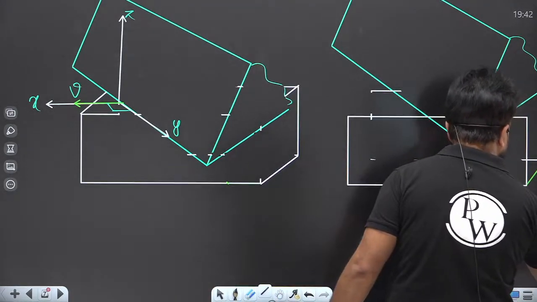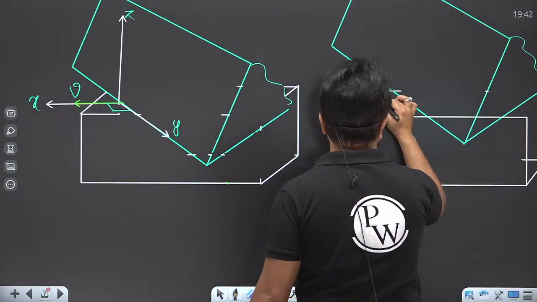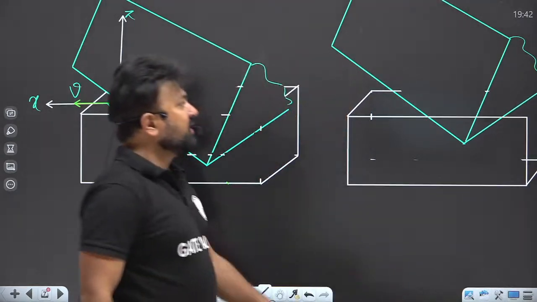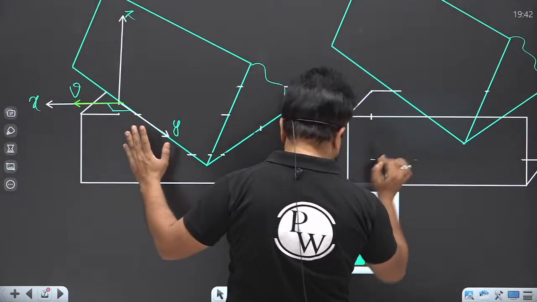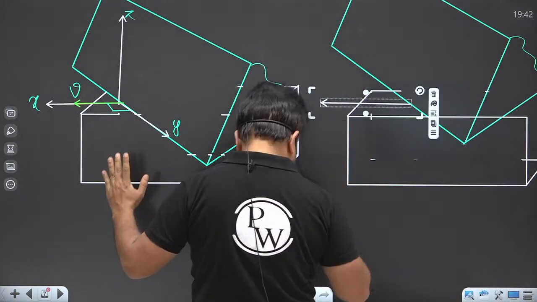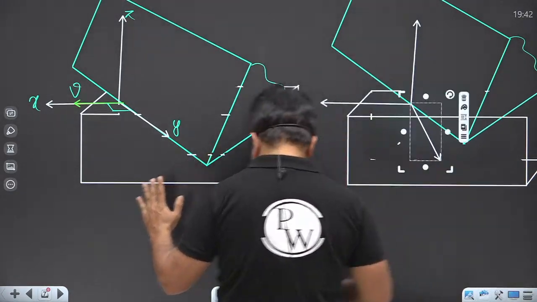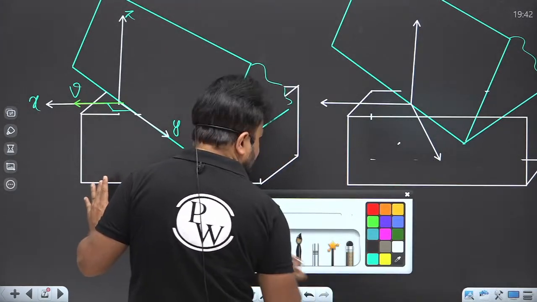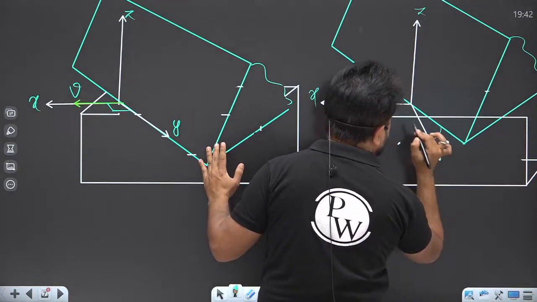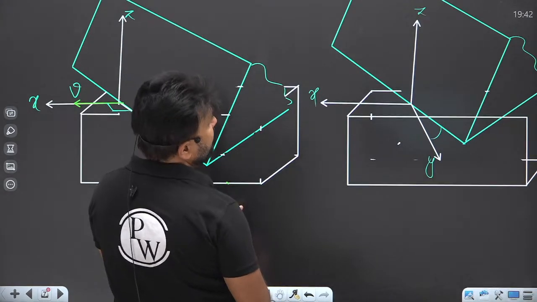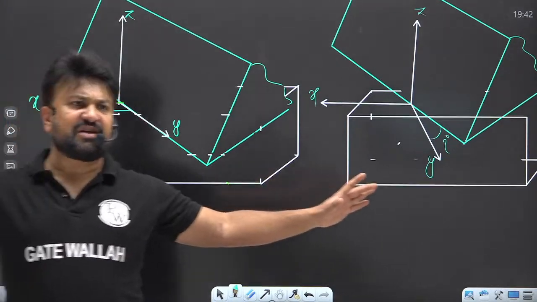Here you can see this is basically the workpiece, right? Again, the same thing. This is the x-axis, this is the z-axis, this is the y-axis. And here you can see the inclination of the cutting edge from the y-axis is i. Now the thing is crystal clear.